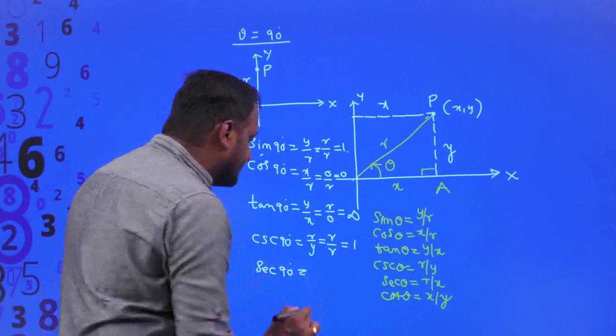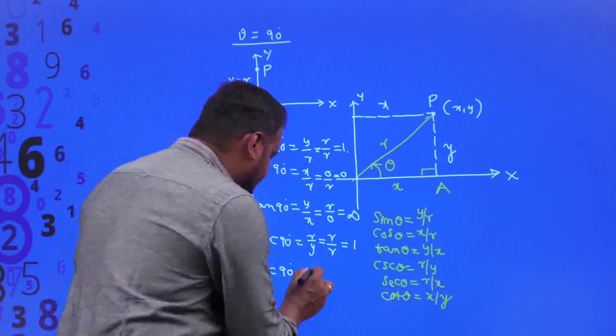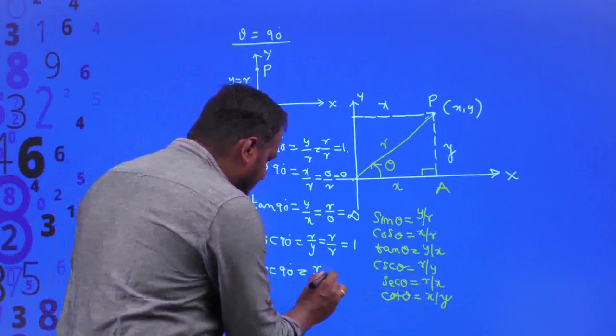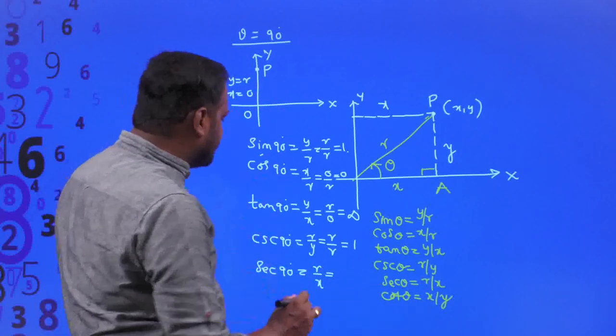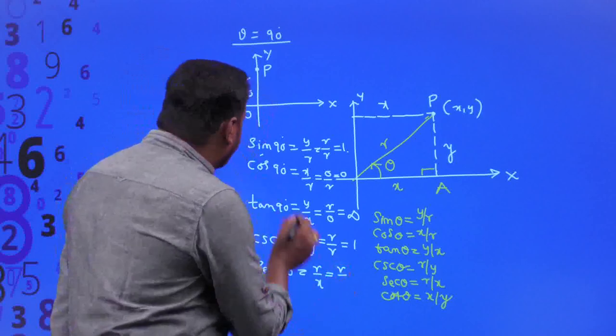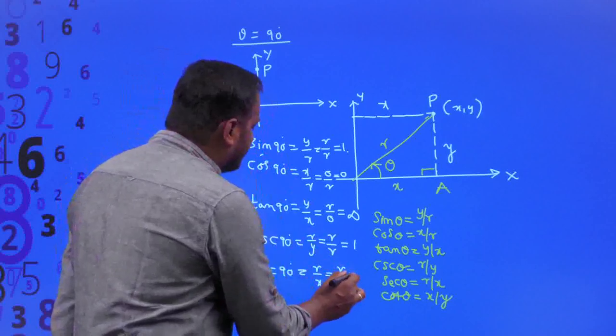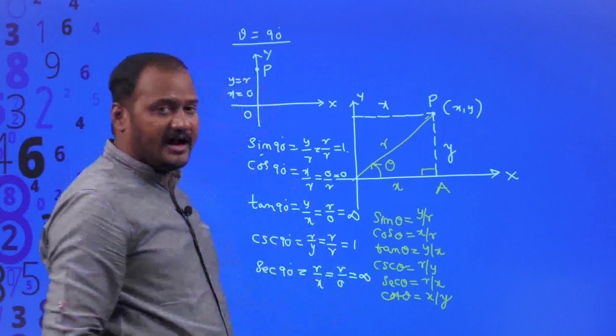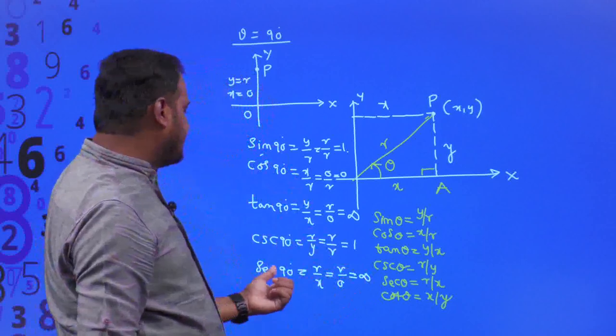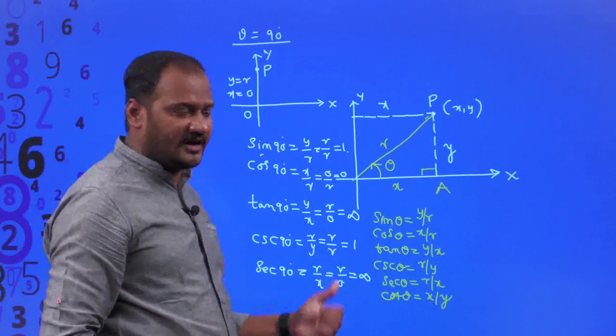So, secant 90 degrees is equal to r divided by x. So, r by x, substitute the values. The value of r is equal to r and x is equal to 0. So, anything by 0 is equal to undefined. Therefore, the value of secant 90 degrees is equal to undefined.